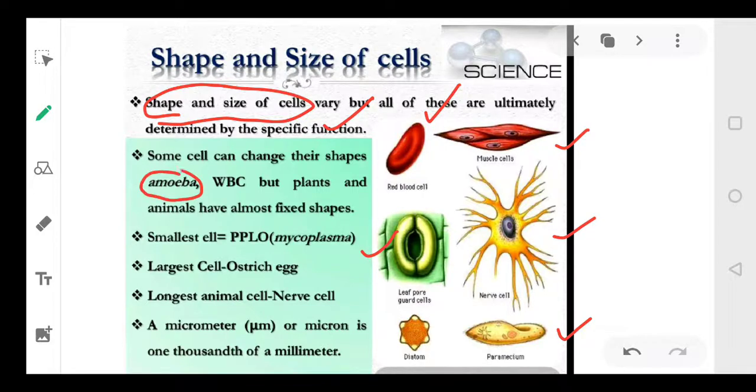Amoeba, you know amoeba, you've heard about it. Amoeba can change its shape and size. It does not have a fixed shape and size. Smallest cell is PPLO, which is also called mycoplasma. The largest cell is the ostrich egg. Ostrich का egg है, वो largest cell है. Longest cell in human body is the nerve cell, and the largest cell in human body is RBC.